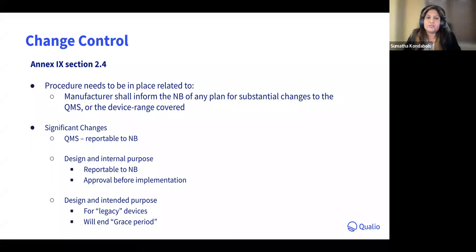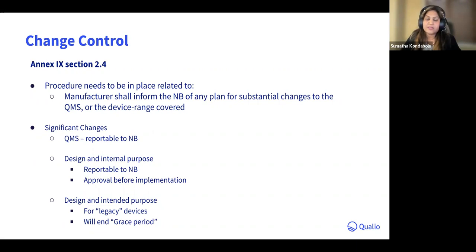So when it comes to change control, this is specifically guided by Annex 9, Section 2.4, where a procedure needs to be in place: the manufacturer shall inform the notified body of any plan of substantial changes to the QMS or the device range covered. It also includes, going back to the contract manufacturing organization, the supplier might be doing all the production at the facility. You might be working remotely, having an office, which is not predefined. However, if there is any change in the facility as well, make sure that it has been notified to the notified body. Significant changes to the quality management system are reportable to the notified body.